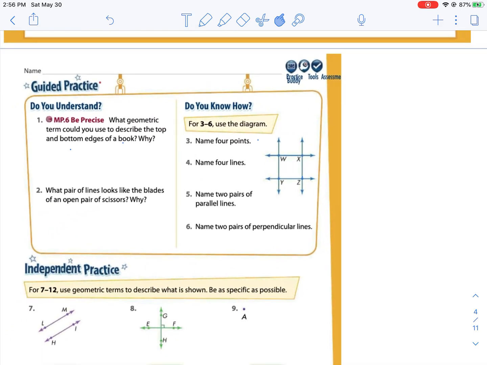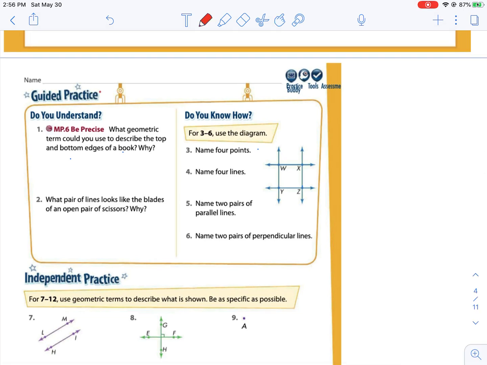We're going to enlarge this a little bit so we can see it better. So this first question we're going to go over just to review the lines, and it says, what geometric term could you use to describe the top and bottom edges of your book? I'm going to draw a book right here. This is the top edge, and this is the bottom edge. Well, those describe parallel lines because they are never going to meet. So these are the parallel lines. These lines will never meet. So that is parallel lines if we're talking about lines.